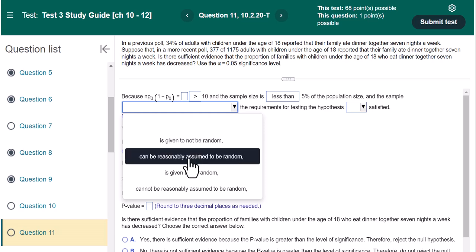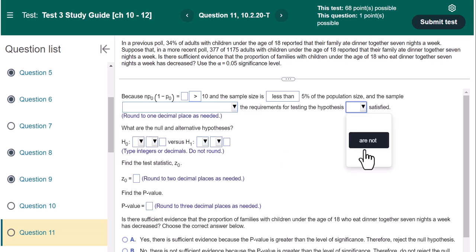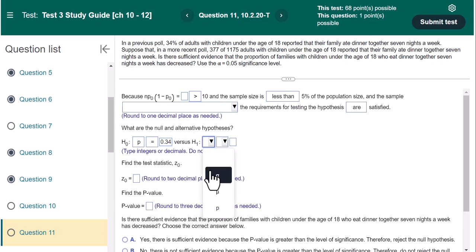Or can be reasonably assumed to be random, of course. If he doesn't say it, so just assume it is random. Then the requirement of the test and hypotheses are satisfied. Okay, what would be the null and the alternative? P equals, remember the null is always the equal sign, 0.34. And H1 will be, does it say decrease, so P less than 0.34.